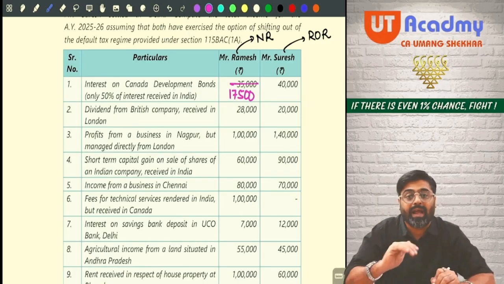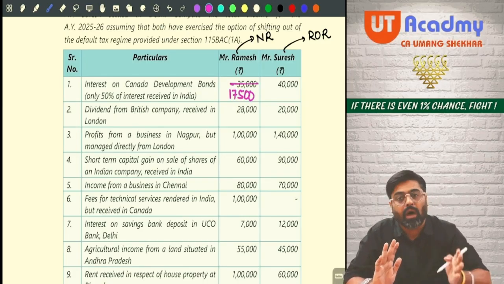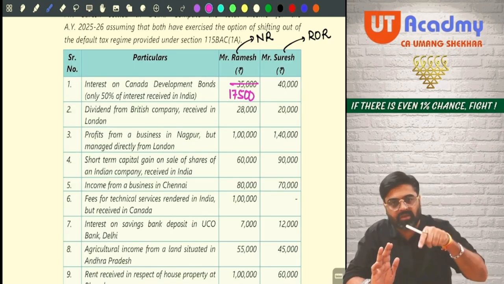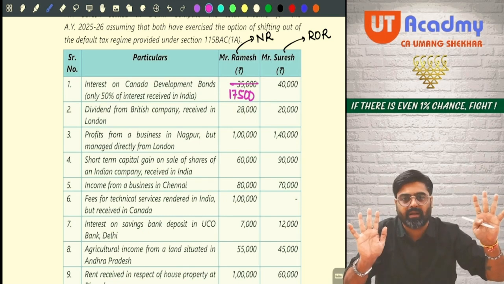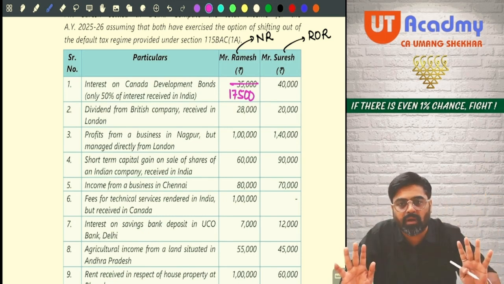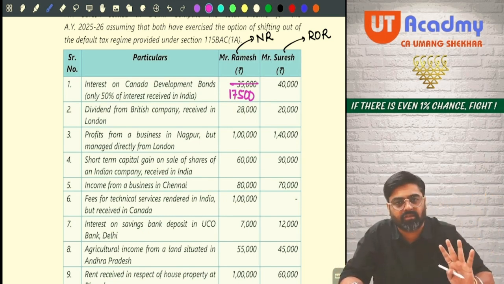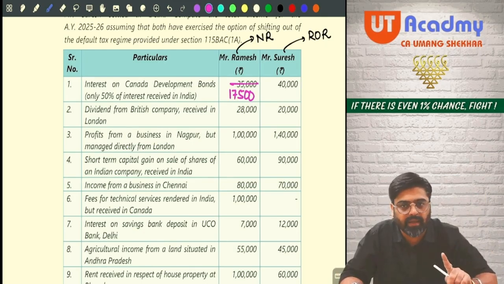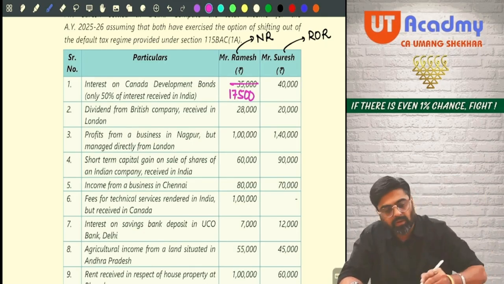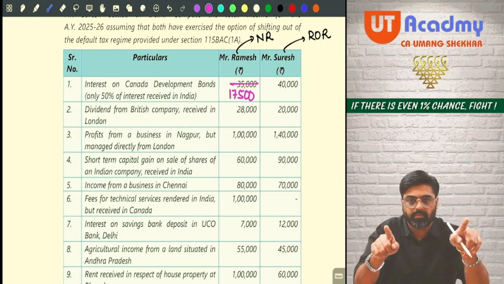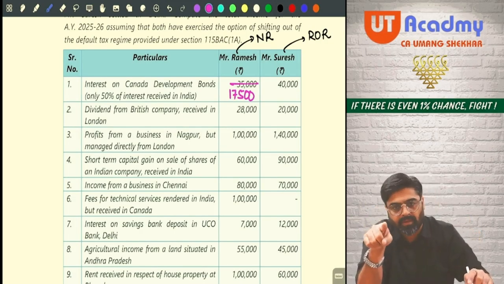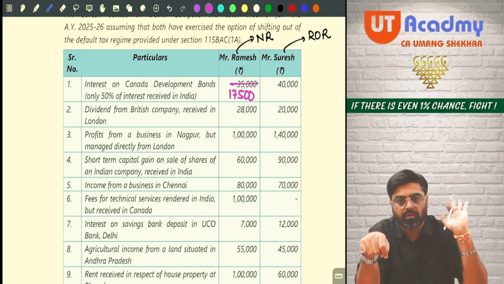Okay. Now as far as Suresh is concerned, out of 40, the 20 which he is receiving in India and the 20 which he is receiving outside India, irrespective of that fact, that entire 40 will be taxable for Suresh because his residential status is ROR. Understanding? Sure? Okay. Now, the first part is done. So, first income is taxable for both, but only half taxable for Ramesh and full taxable for Suresh.